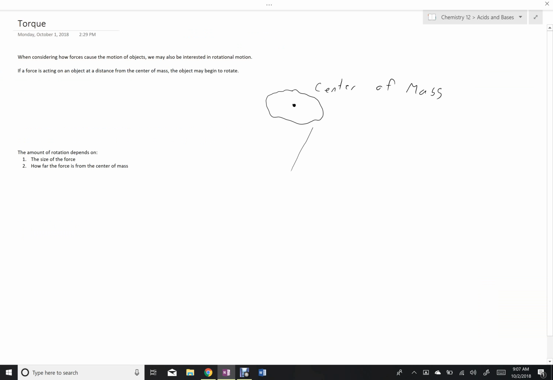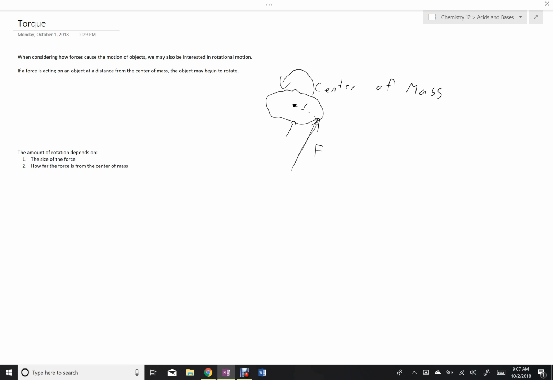Now imagine that there's a force acting on the edge of this rock right here. What that's going to cause, because this force does not pass through the center of mass, is it's going to cause the object or the rock to rotate. The amount of rotation will depend on two factors. One, the size of this force, and two, the distance from the force to the center of mass. We can imagine, for example, if we had applied a smaller force closer to the center of mass, we would have had less rotation, and when we go all the way out to the edge of the object and apply a big force, we get as much rotation as possible.